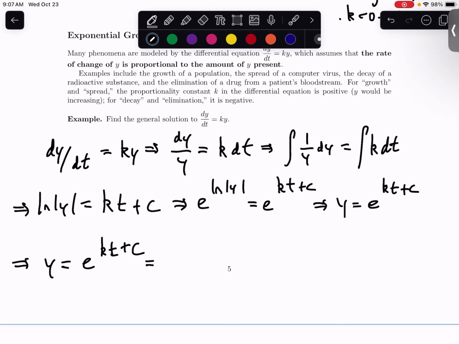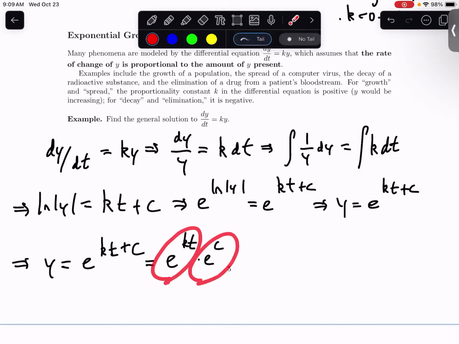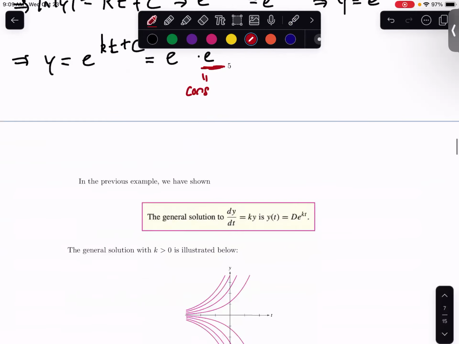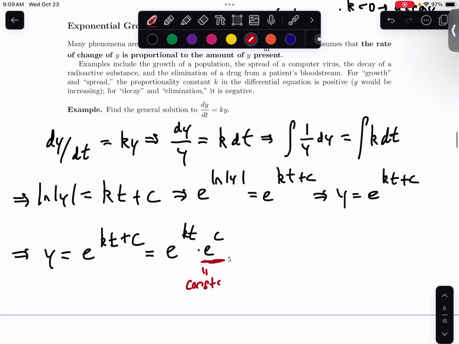So this is the same thing as doing e to the kt multiplied by e to the c, right? If you multiply two exponential functions with the same base, it has the effect of just adding the exponents. And then this term here, e to the c, is just a constant, right? And so we're going to say this is equal to some constant. On the next page, we're going to say it's equal to a constant represented by the quantity d. So this is really equal to d times e to the kt.